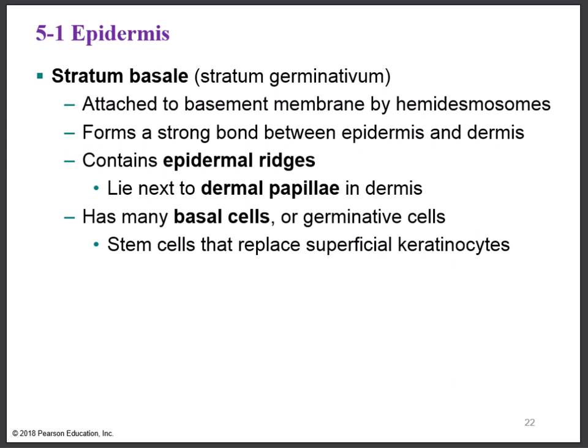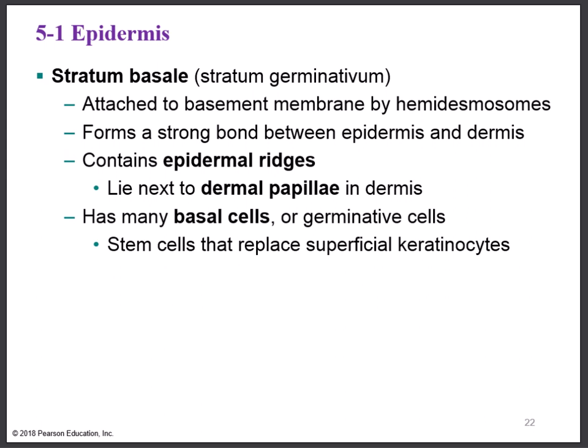Now, these cells are actually attached to a protein floor called the basement membrane. And what attaches the cell to the basement membrane, if you just want to highlight this word here, are hemidesmosomes. Right, so their job is to attach the cells to the protein floor. If we didn't have those hemidesmosomes, our skin would pull away from our body. So this stratum basale is forming a nice strong bond between the epidermis above and the dermis below.